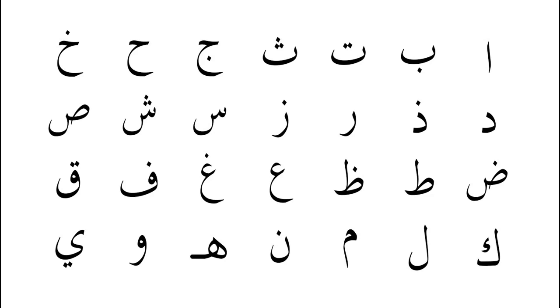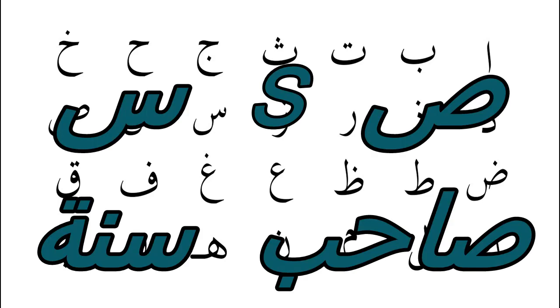So, anyway, the last pair of emphatics is similar to an English S, as in saint or sand. So sana is year, and then sahib means friend. So sana, sahib. Hopefully the contrast between the two sounds can help a little bit.